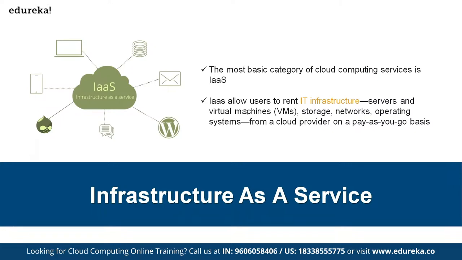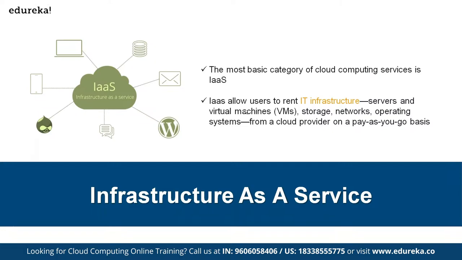So cloud infrastructure basically involves the hardware and software components required for implementation of a cloud computing model. Okay, so when we talk about cloud computing, it can be thought of as utility computing or on-demand computing, okay? So that's in general what we have about cloud computing.